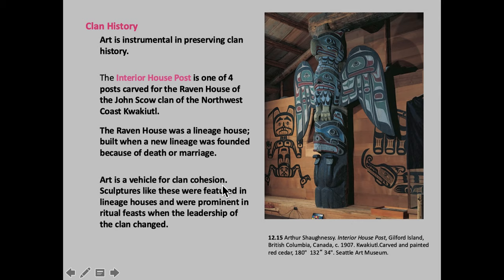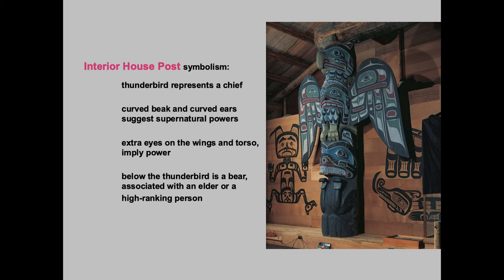So the Raven House was a lineage house built when a new lineage was founded because of death or marriage. Art is a vehicle for clan cohesion. So these are featured in lineage houses, and there were prominent ritual feasts. We look at our potlatch example, and when the leadership of the clan changed, they would have feasts to honor the ancestors. So the Thunderbird represents the chief, this top piece here, the Thunderbird's head, and then the wings.